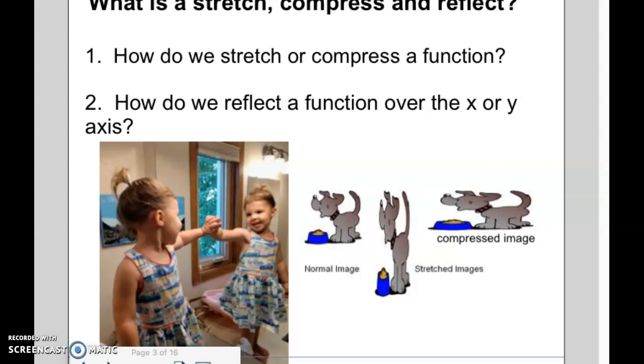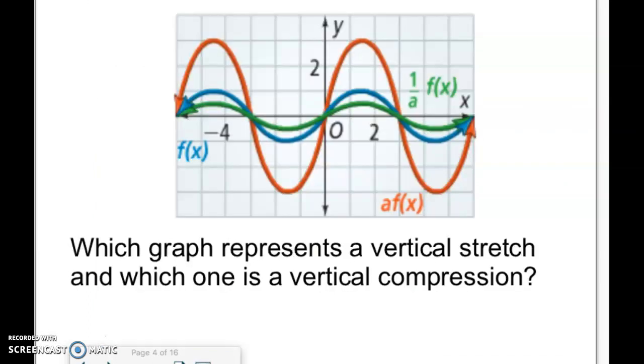If you look at my little dog images here, a stretch is when the slope gets steeper and you're stretched out, like in the morning when you raise your hands to the sky and you stretch, right? And a compression is like in the game Mario when you get smushed by the thing. Reflection, this is a cute picture of my daughter looking at herself in the mirror, right? That's her reflection. And so your a value is going to give you a few of these transformations, all right?